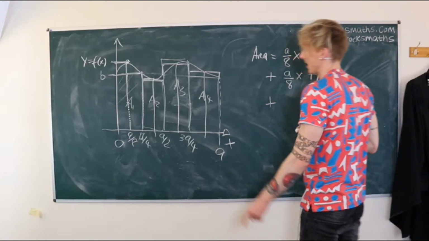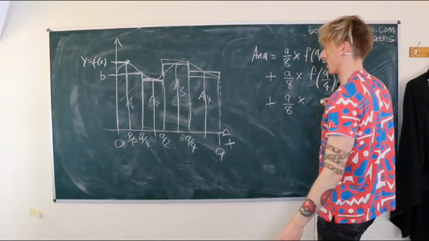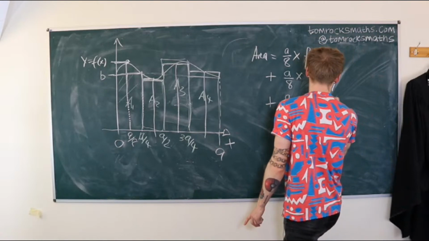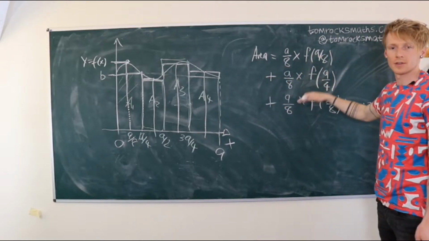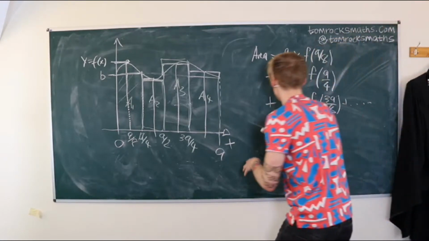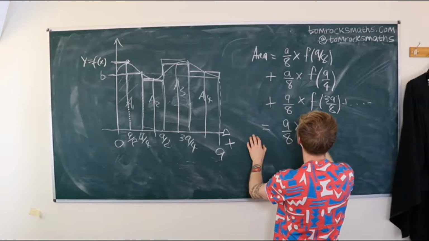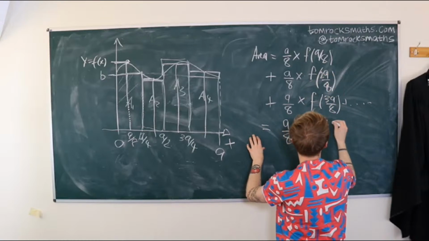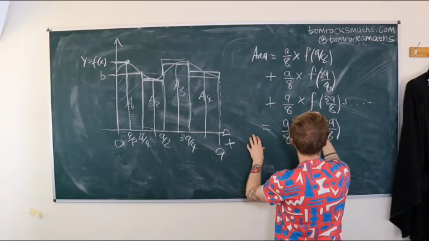And then the next one is going to have a width of A over 8 times f at 3A over 8. And then this carries on all the way up until the last one. So there are 8 different terms in this sum. So what we can do is simplify it and write it as one big sum. So this is just equal to A over 8 times the sum of f at kA over 8, where k is equal to 1 up to 8.